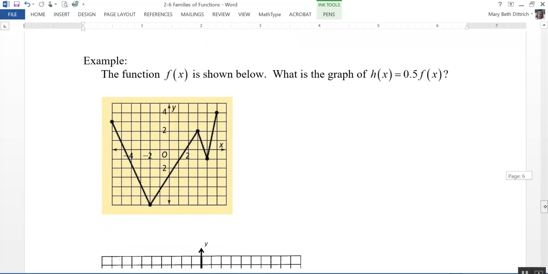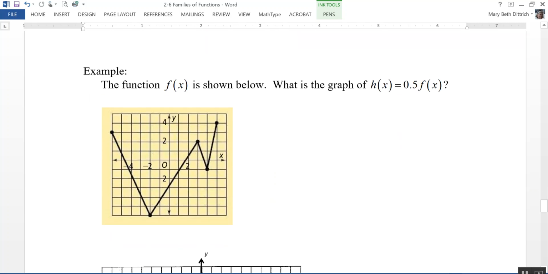Okay. So the function f of x is shown below. What is the graph of h of x, which takes f of x and multiplies it by 0.5, or 1/2? So a is equal to 0.5, and a is less than 1, and it's actually between 0 and 1, so that means it's going to be a vertical compression, which means it's going to be closer to the x-axis. Okay, so all of my x's are going to be the same, but my y's get multiplied by a 0.5 every time.